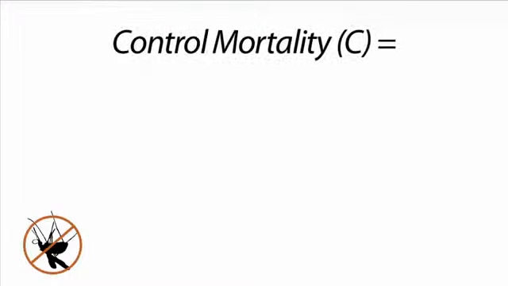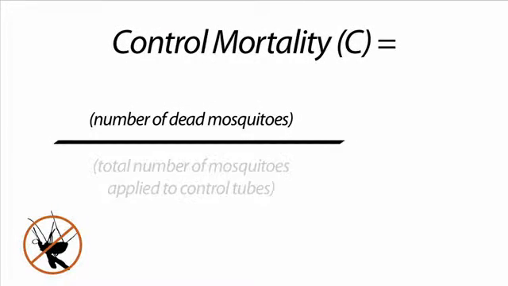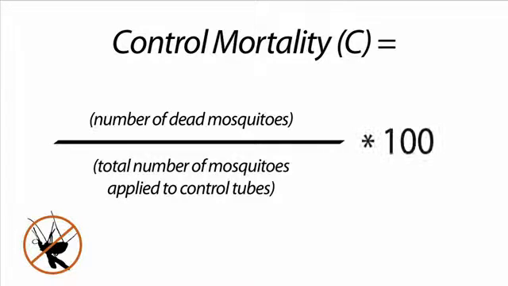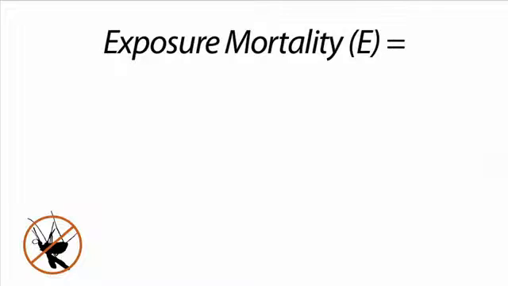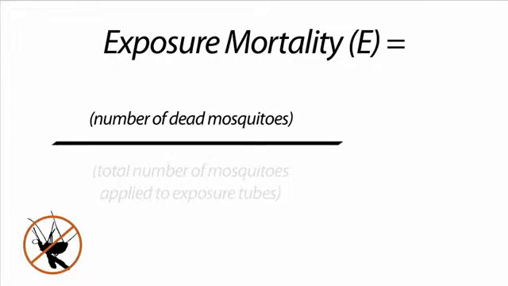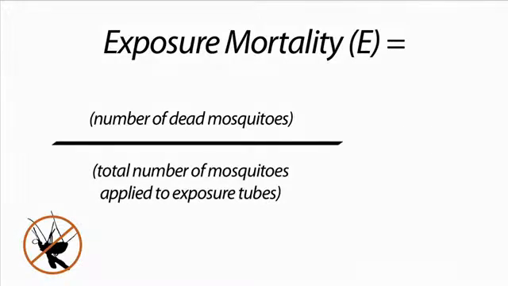The mortality rates are calculated as follows. Control mortality, C, equals the number of dead mosquitoes divided by the total number of mosquitoes applied to the control tube multiplied by 100. Exposure mortality, E, equals the number of dead mosquitoes divided by the total number of mosquitoes applied to the exposure tubes multiplied by 100.